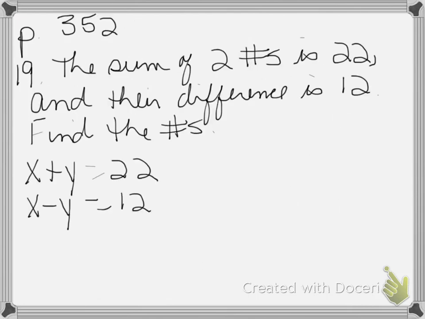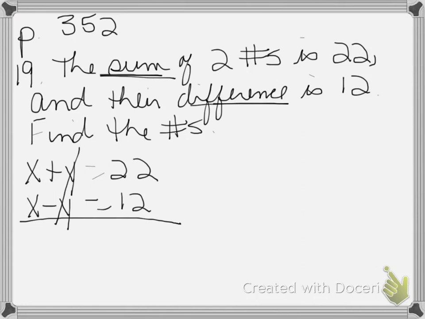Number 19, I know you did not have to do number 19, but I want to go over that. It might help you with number 20. The sum of two numbers is 22, and their difference is 12. So sum means to add. So x plus y is equal to 22. And their difference means to subtract. So the second equation would be x minus y is equal to 12. Then we can solve it.